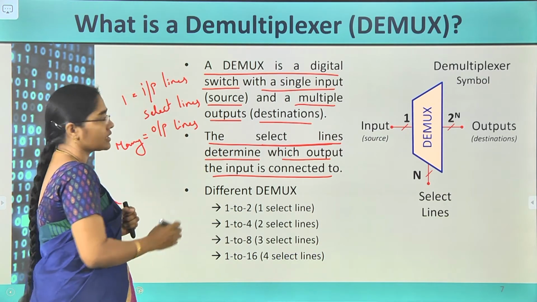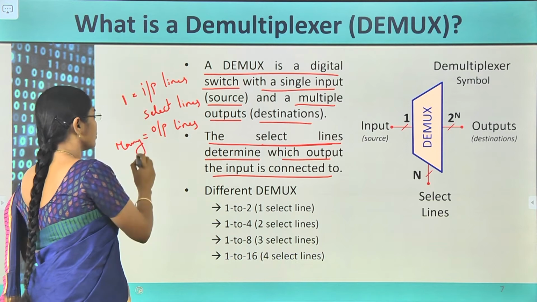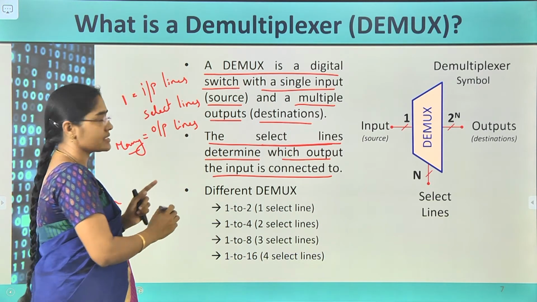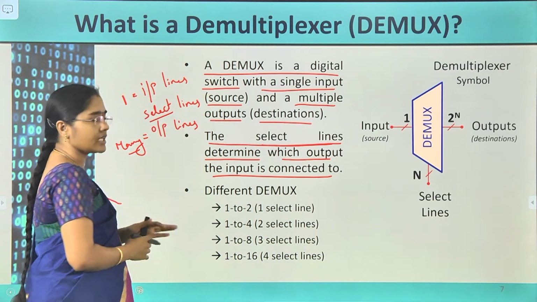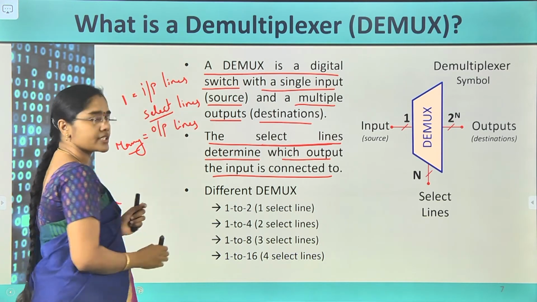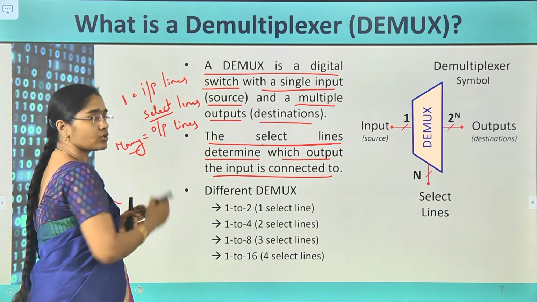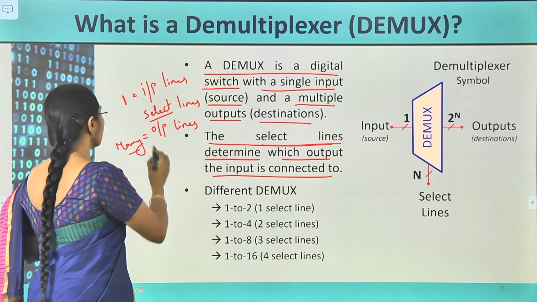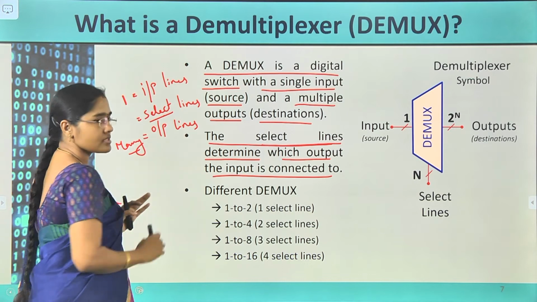Output lines are many. To connect this input to one of the many output lines, these select lines are playing an important role. Depending upon the value of these selection lines, input will be connected to one of the outputs. Now the relation between these three is like this.